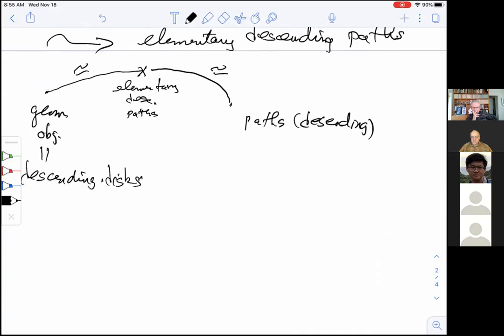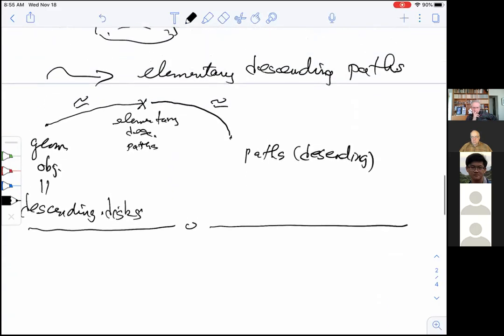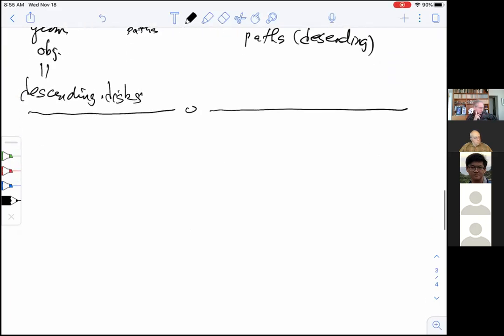And once we have that, we then will be in a position to do all the moves to simplify the diagram. So this is really the core of the argument. So let me state the theorem that I stated at the end of last time.